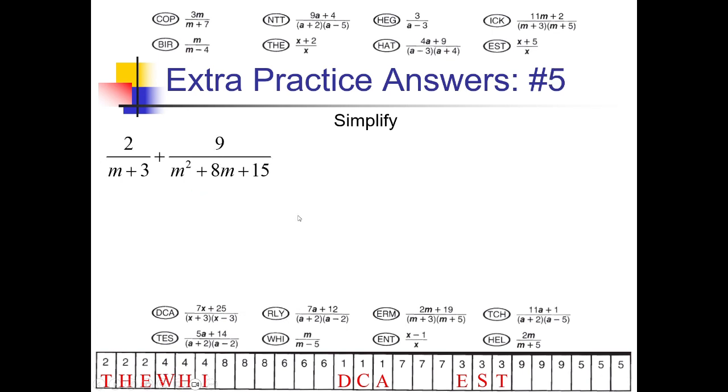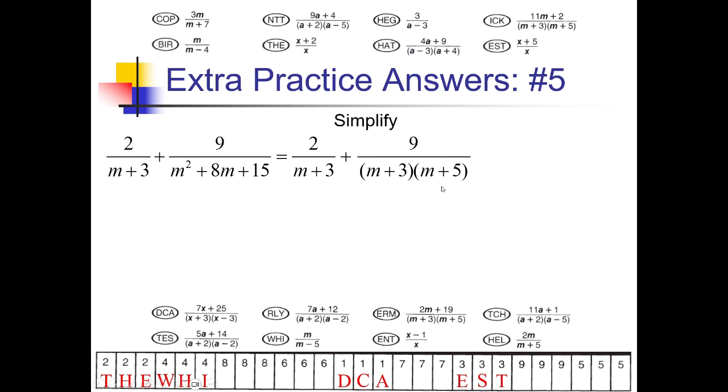Here we go with another one. As always, I'm going to try to factor in the beginning to see if I can find an LCD. So my m plus 3 is as good as it gets for that first fraction. For the next one, though, we can split this up here. So things that go into 15 and add up to 8. That would be 1 and 15 doesn't work, 3 and 5 works. So we have m plus 3, m plus 5.